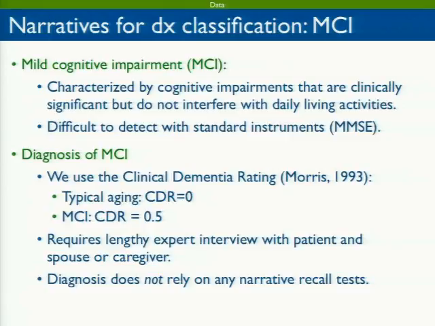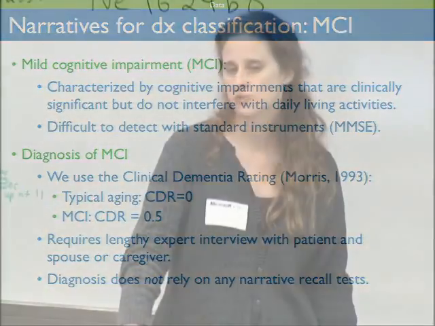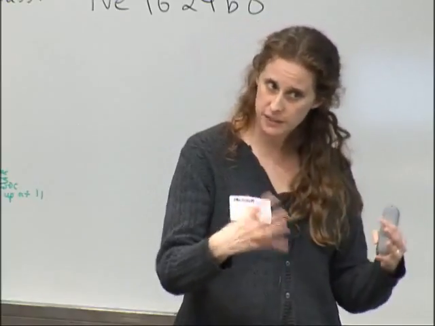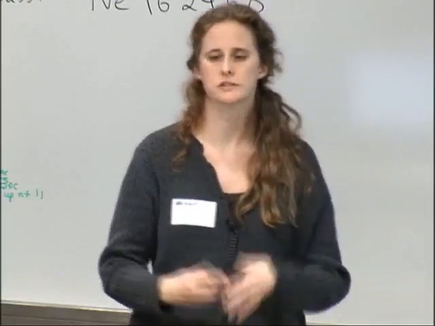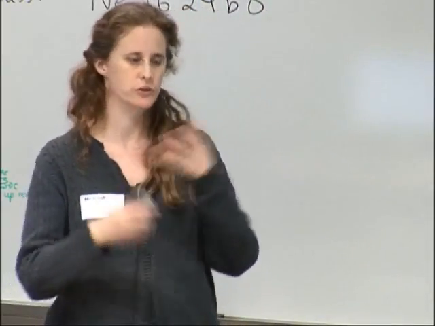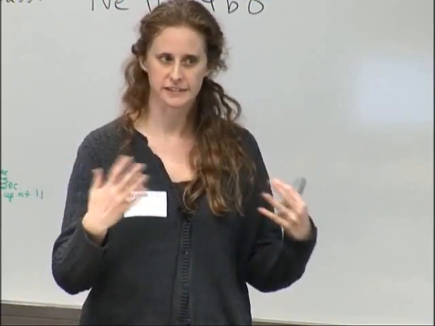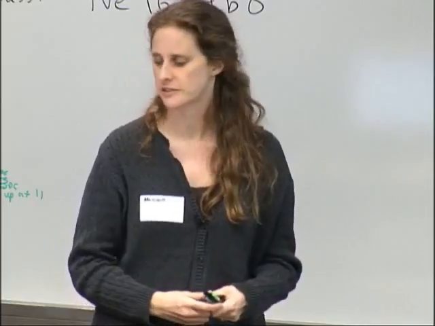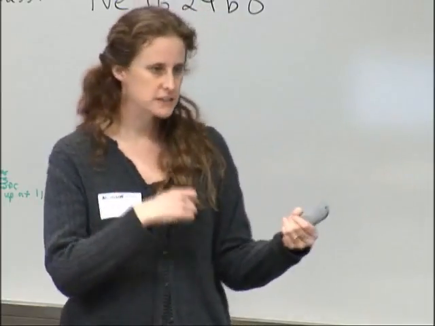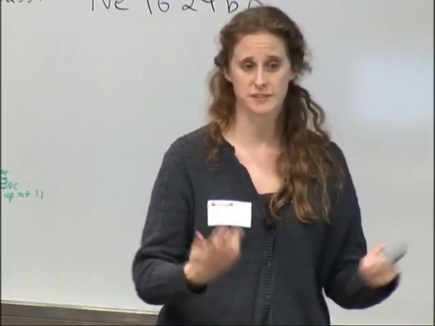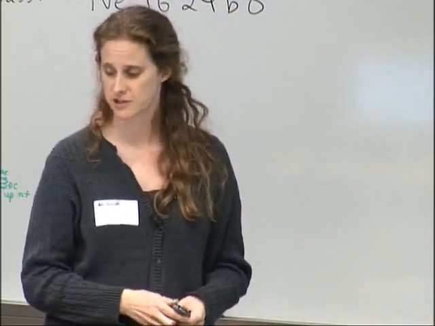So a little overview of the data. I mentioned mild cognitive impairment. It's characterized by impairments in cognition that are significant but don't interfere with your daily life. So you can still drive your car and balance your checkbook, and you know who your grandchildren are and all of those things. But it is clinically significant. It's real. It's happening. Your cognition is starting to decline. But because it's so subtle, it's very hard to detect with something like the mini mental state exam, instruments like that that are usually used to screen for dementia.